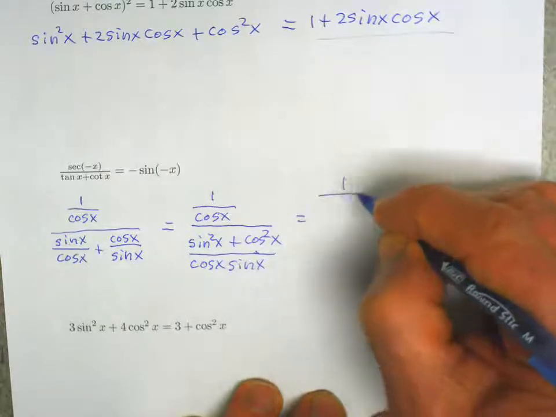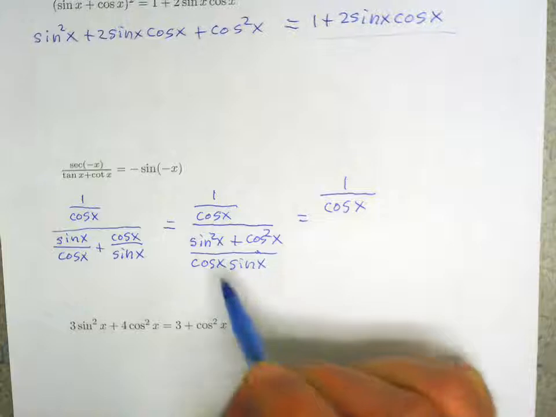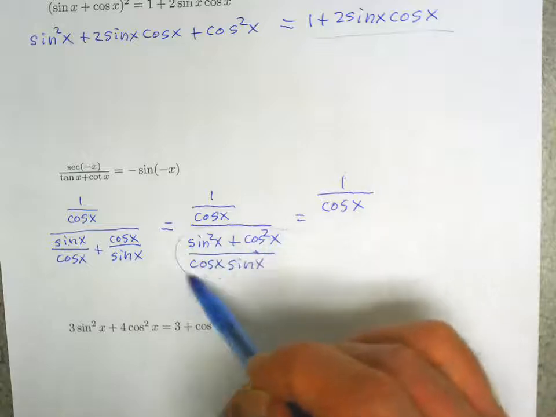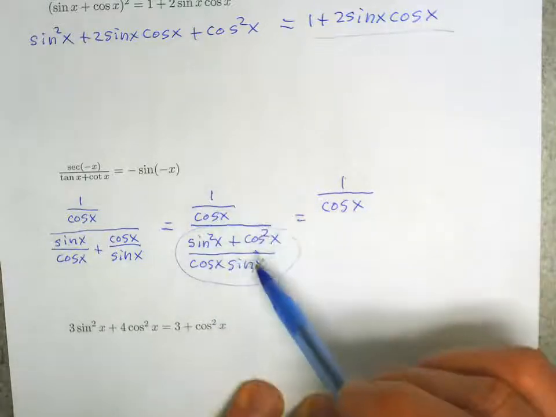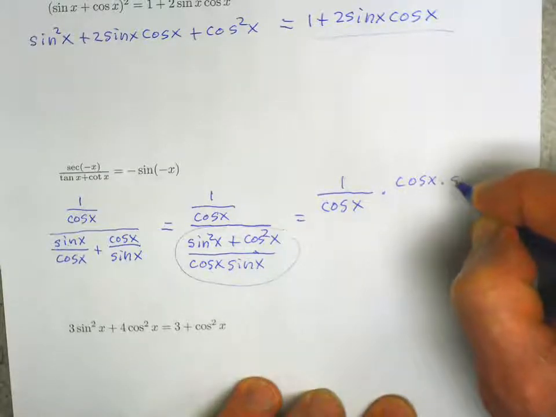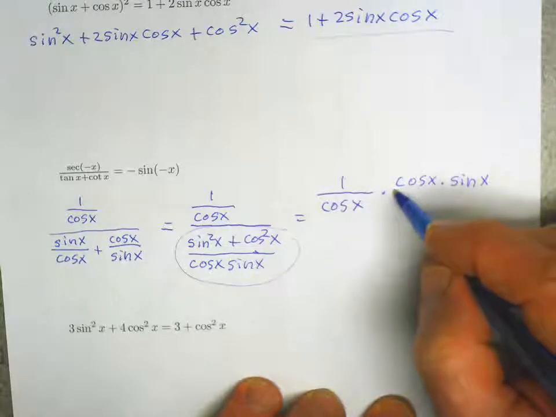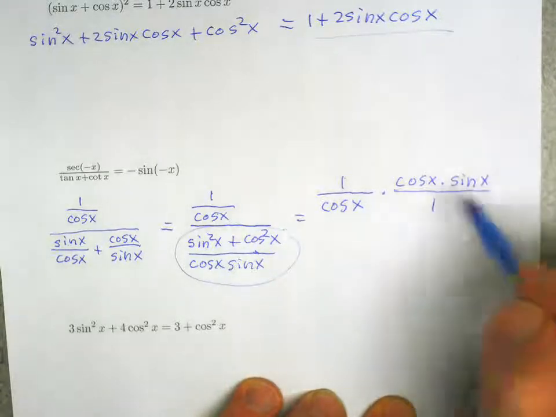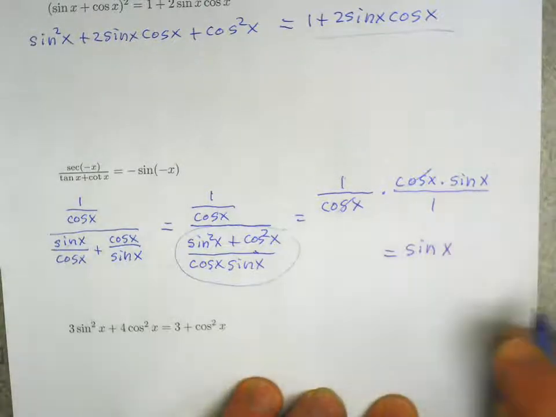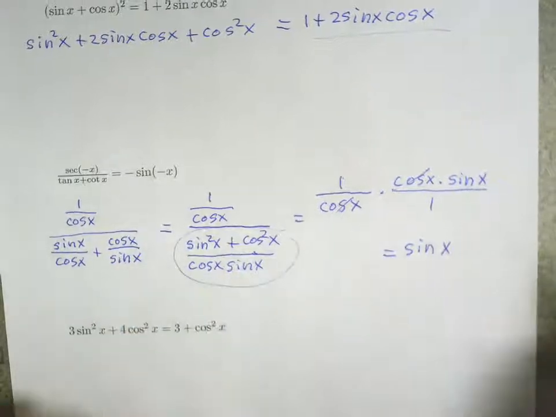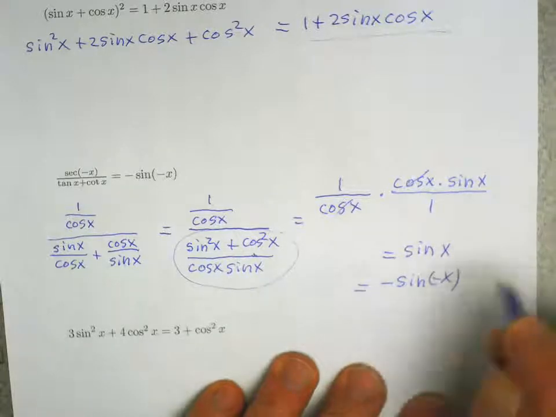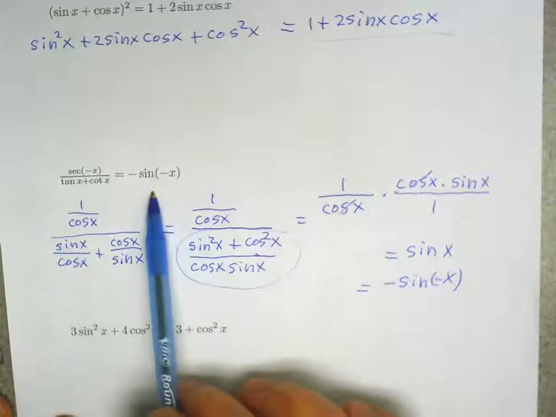So 1 over cosine of x. We know that sine of x squared plus cosine of x squared is 1. So I'm just going to multiply the fraction in the numerator by the reciprocal of this. So the reciprocal is cosine of x times sine of x over 1. The cosines cancel, and we're left with sine of x. But sine of x is equal to the negative of sine of negative x. So that's what was required on the right-hand side.